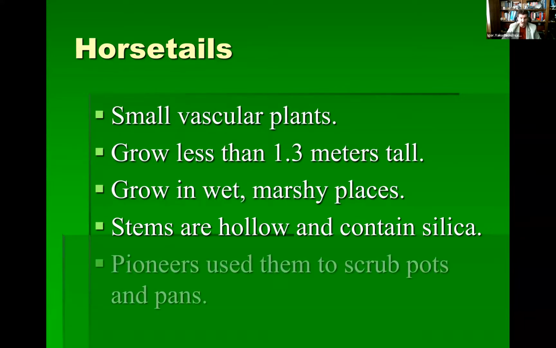So that's one. As a result, pioneers used them to scrub pots and pans, and also because of the silica, in some cultures, they were using the horsetail stems for fine polishing, like of swords, etc.